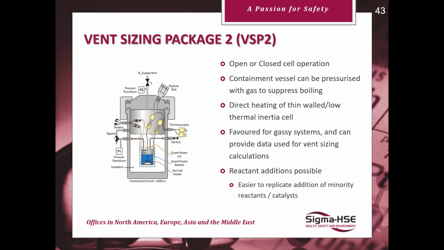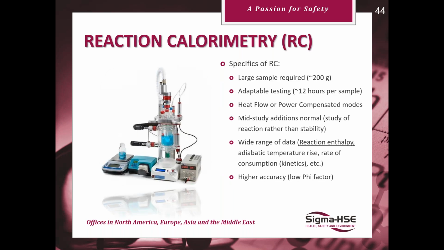You've got direct heating of your vessel with a low thermal inertia vessel, very similar to the ARSST. Again, because you've got a larger sample size, it's easier to replicate addition of minority reactants or catalysts. And actually, in both of these systems, you've got good stirring, so it's easy to replicate your full-scale vessel. And finally, we've got reaction calorimetry, which is kind of the final complement to the CRH lab.